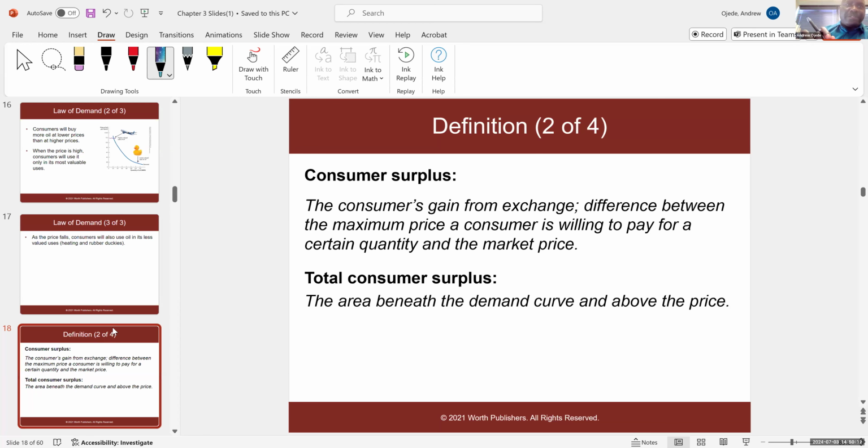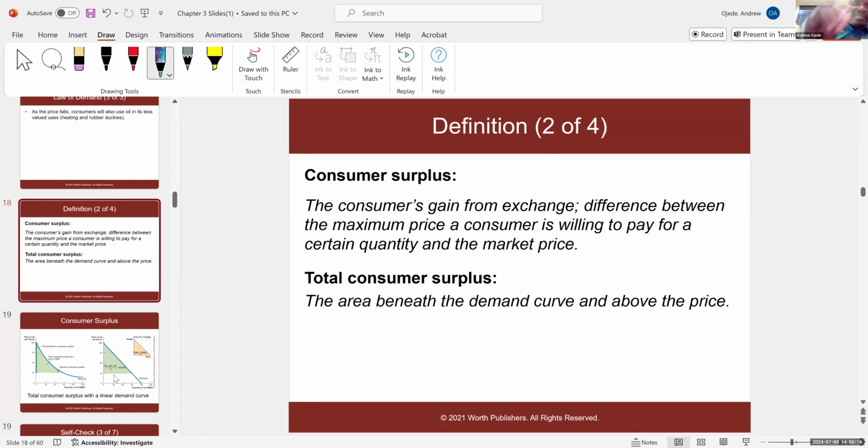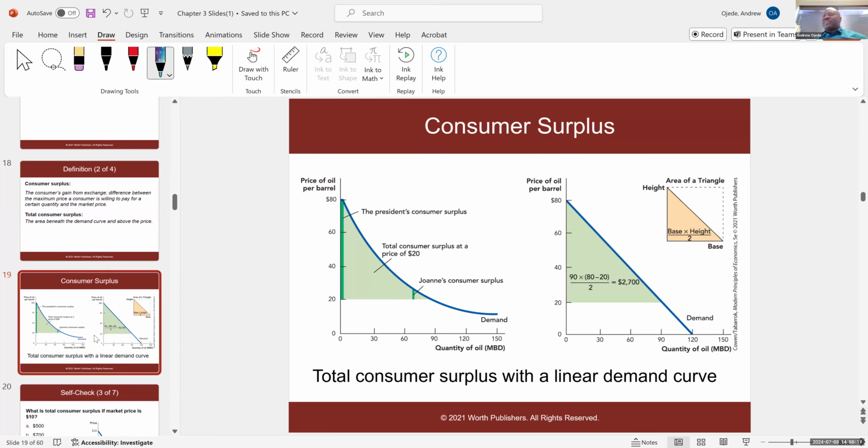So how do we represent the consumer surplus in a diagram? It turns out that the consumer surplus is going to be the area of the triangle below the demand curve but above the market price. So the $80 you're seeing there, which is the intercept for this example, is the maximum price of a barrel of oil that someone was willing to pay. And then you can see that the price of a barrel of oil turns out to be $20.